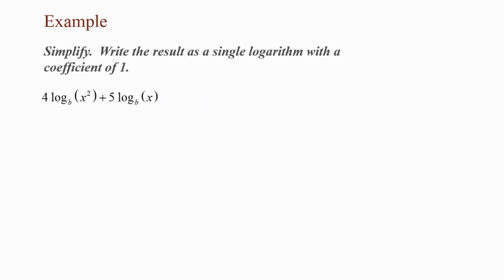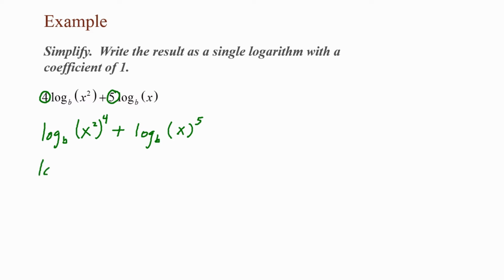In this example, we still want to simplify. I have 4 log base b of x squared plus 5 log base b of x. For this problem, I'm combining my power property with my product property. Step 1 is to rewrite the logs with the power. So I'm going to take the 4 in front and rewrite it as a power: log base b of x squared to the 4th power plus, and now I'm going to take the 5 and write it as a power: log base b of x to the 5th.